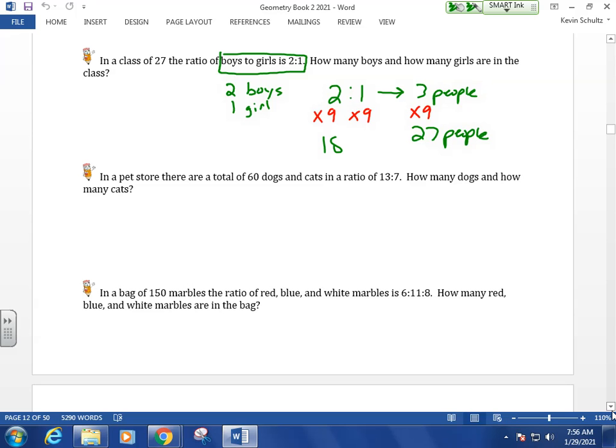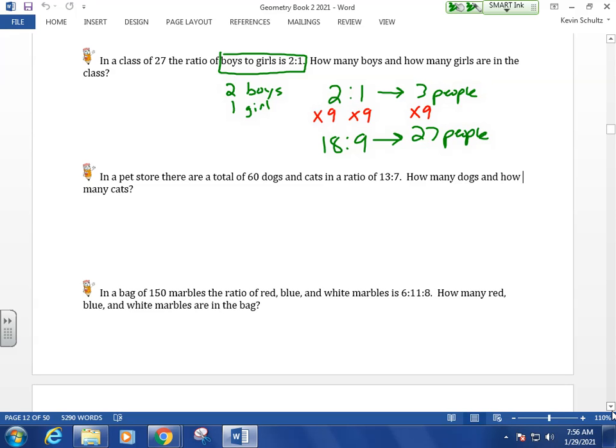And that gives me a ratio of 18 to 9. 18 boys and 9 girls. Basically, there's twice as many boys as there are girls. That's what the ratio 2 to 1 tells us, as does the ratio 18 to 9. Okay, 18 is twice of 9. And then 18 plus 9, 27 people. The part and the part equals the whole.